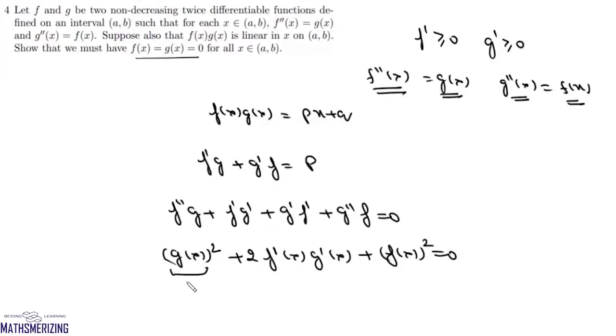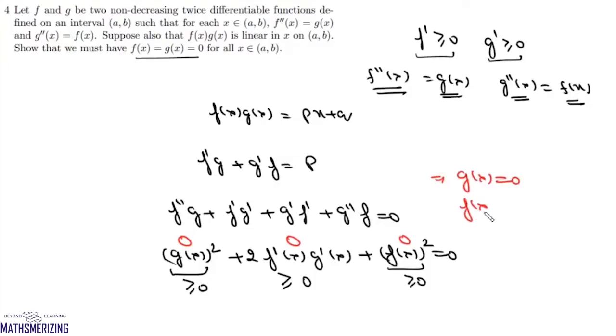Now this is 0 or greater than 0. f(x) square is also 0 or greater than 0, and f'(x) is greater than or equal to 0 and g'(x) is greater than or equal to 0. So this is also greater than or equal to 0. Now the sum of non-negative real numbers cannot be 0 unless each of them is individually 0. So it simply means that g(x) is 0 and f(x) is 0 when x lies between a and b. And this is how we solve such questions.